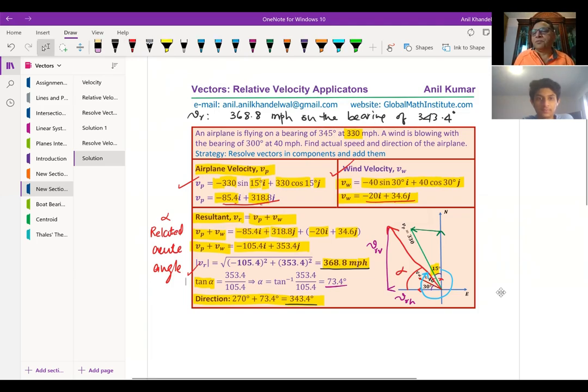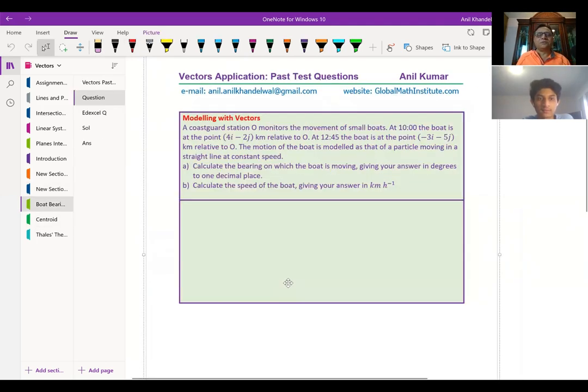Now let's take an example of a boat, which is a similar situation. Can you please read the question? Yes, sir. A Coast Guard Station O monitors the movement of small boats. At 10 o'clock, the boat is at the point 4i minus 2j kilometers relative to O. At 12:45, the boat is at the point minus 3i minus 5j kilometers relative to O. The motion of the boat is modeled as that of a particle moving in a straight line at constant speed. Calculate the bearing on which the boat is moving, giving your answer in degrees to 1 decimal place, and calculate the speed of the boat, giving your answer in kilometers per hour.